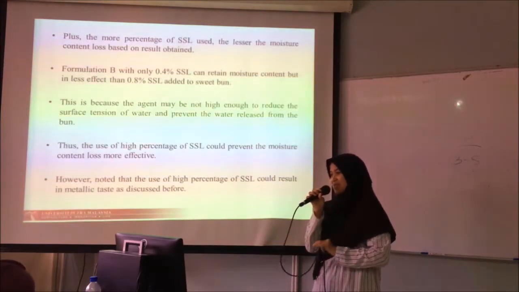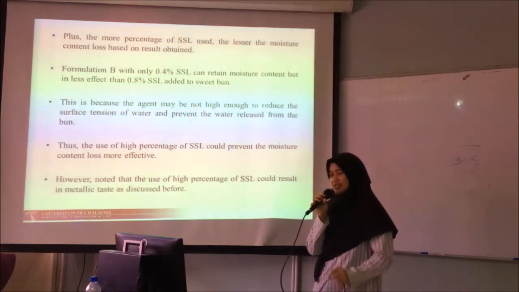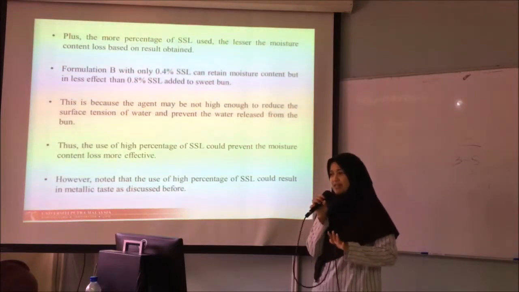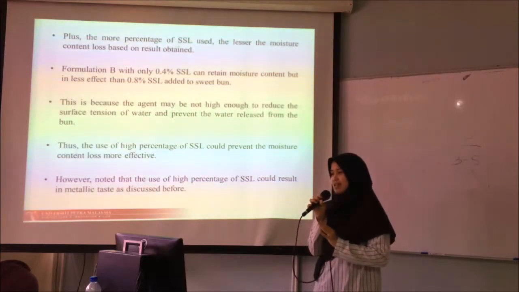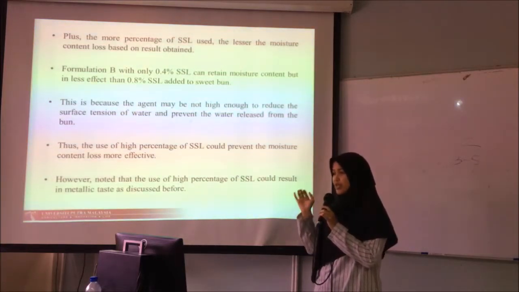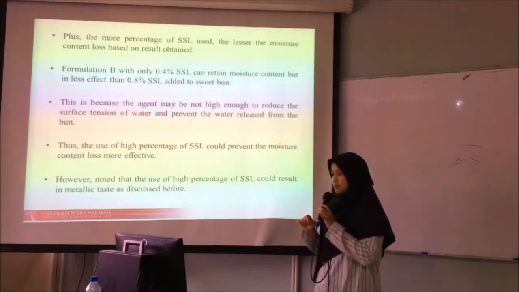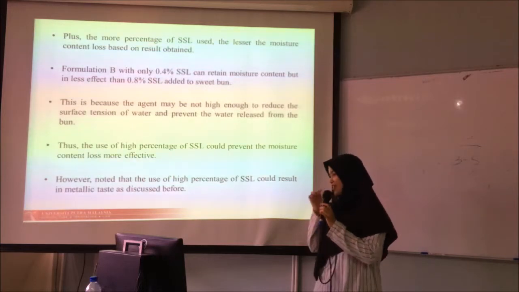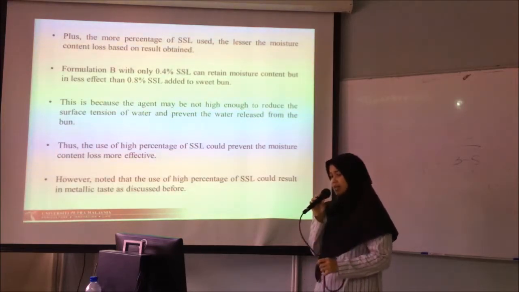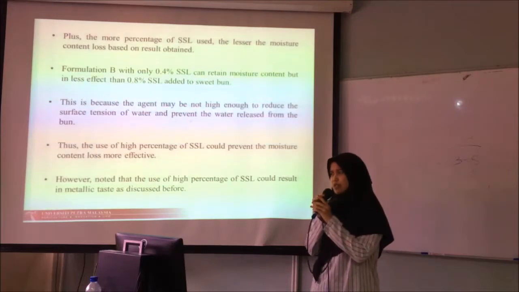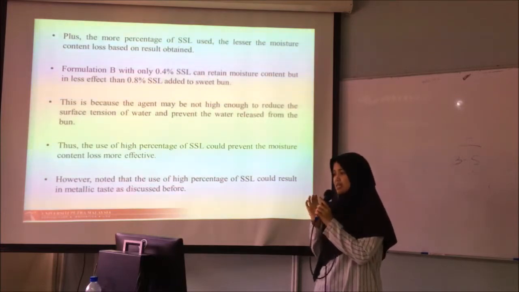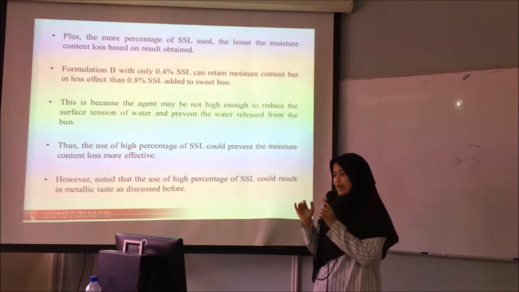Plus, the more percentage of SSL used, the less the moisture content loss, based on the results obtained. Formulation B with only 0.4% SSL can retain moisture content but with less effect than 0.8% SSL added to the sweet bun. This is because the amount of agent used may not be as high as in formulation C. Therefore, a higher percentage of SSL could prevent moisture content loss more effectively. However, as formulation C uses a higher percentage of SSL than formulation B, it affects the taste of the bun, which is a metallic taste.